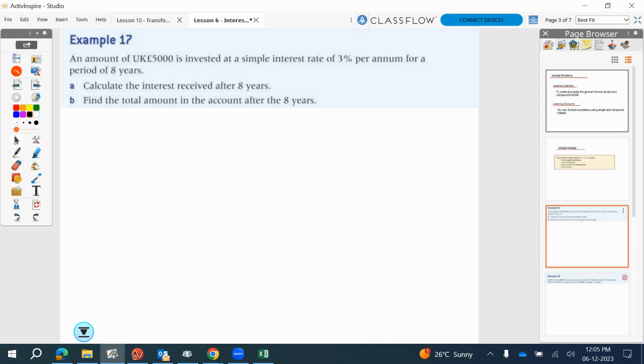So what was the formula? It was C times R times N. So the formula was I equals C times R times N. And what did the C stand for? The capital or the principal. So the principal, 5,000. And R? Interest rate, 3%. And N? Number of interest periods. So if it's per annum and 8 years, that's 8 periods.